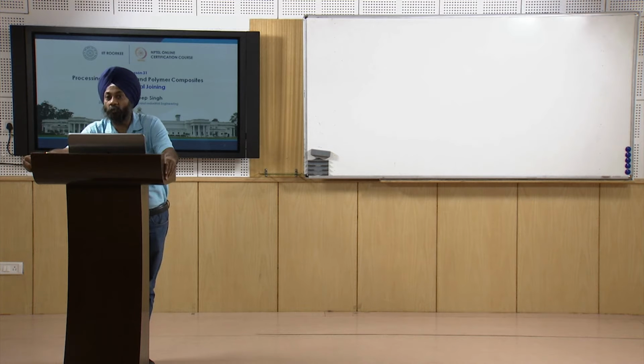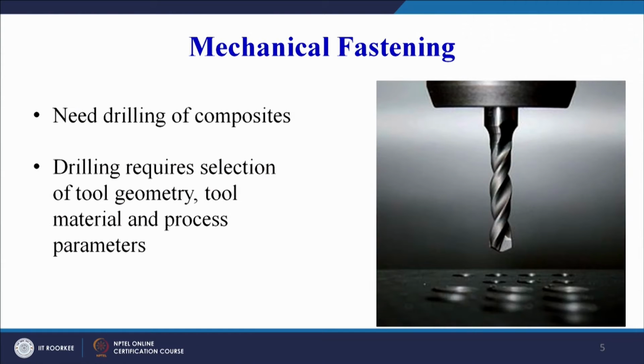So mechanical fastening has the advantage that it provides us with a joint which is semi permanent in nature, but it also has the limitation that it requires holes in the composite parts or components, and hole making is a challenging task, and therefore the need of drilling becomes imperative, and it is necessary in order to ascertain the structural integrity of our composite product. Drilling requires selection of tool geometry.